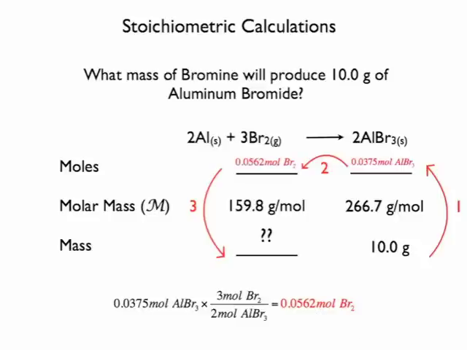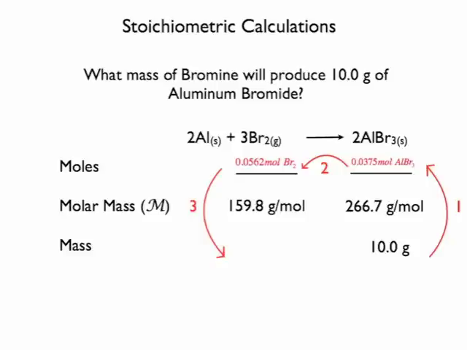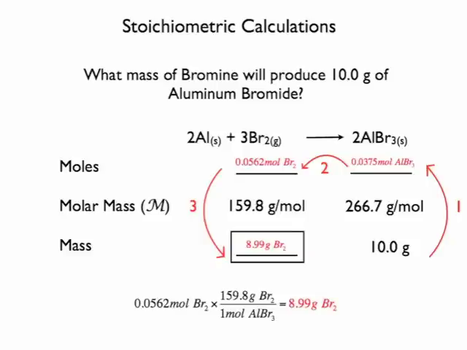Now pause the video and use 0.0562 moles of bromine and calculate what mass of bromine that would be, and that will be your final answer to this problem. Okay, hopefully you calculated that number and you should have gotten 8.99 grams of bromine. Great, that's the end of problem number 1.